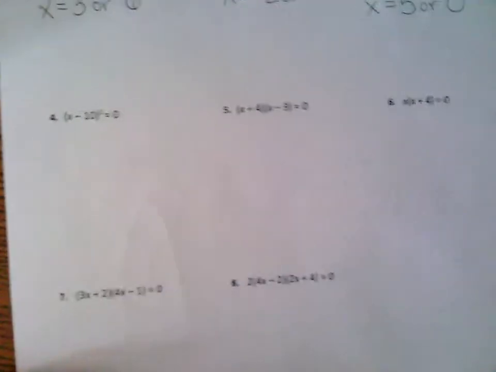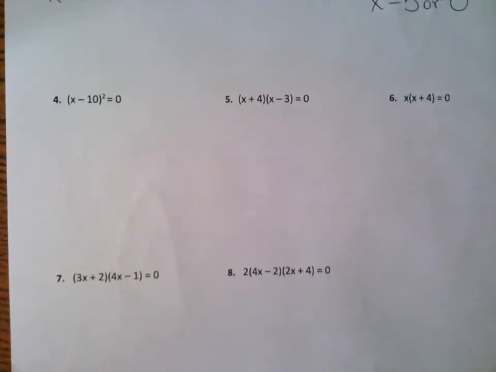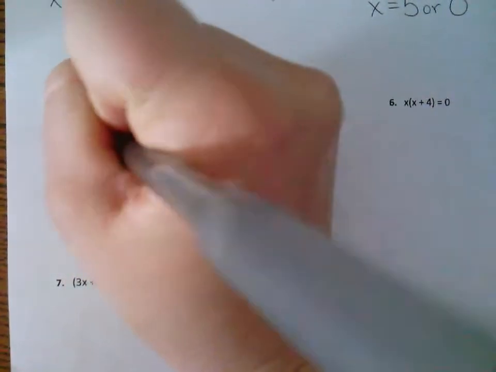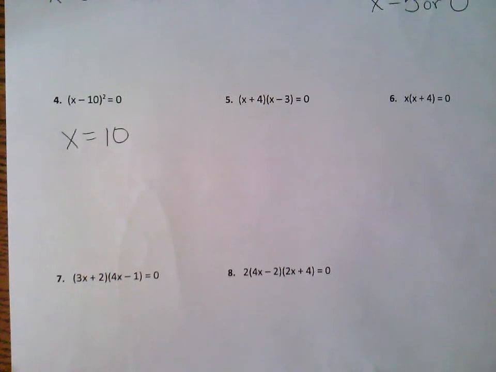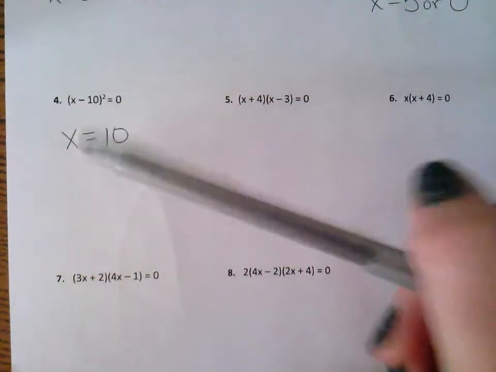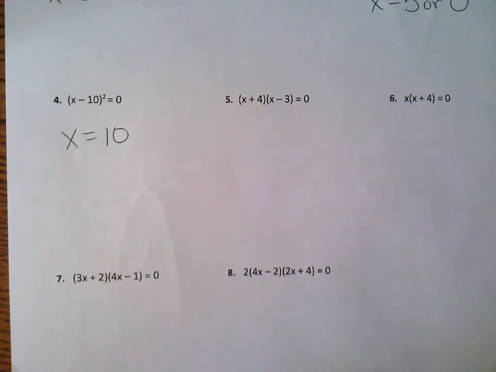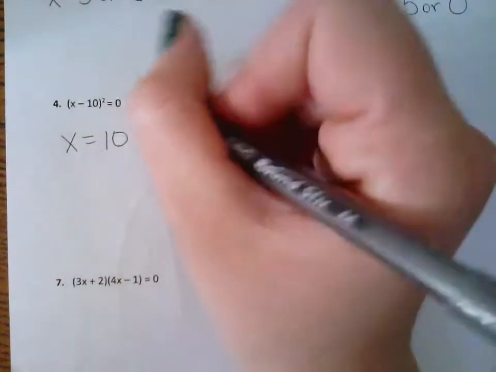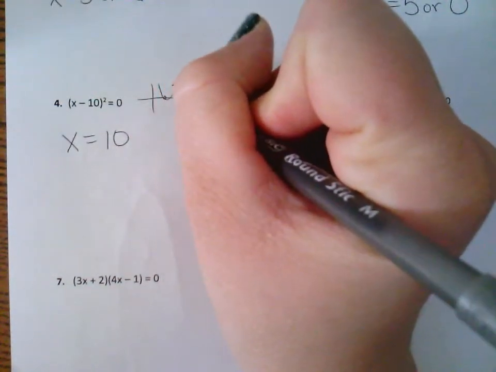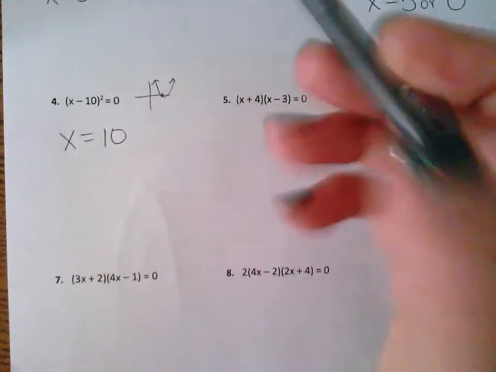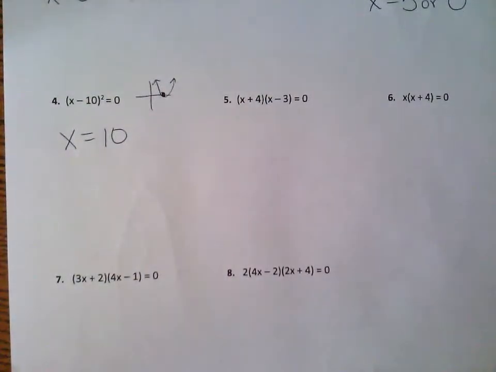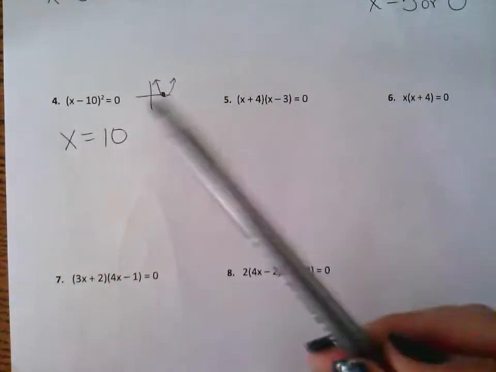On number 4, x minus 10 squared, what's the only solution? 10. Remember last class we talked about some parabolas have one x-intercept, some of them might have no x-intercepts, some of them have two x-intercepts. Sometimes you might only have one solution to a quadratic. This graph, isn't it shifted right 10 and it goes concave up? So it only has one x-intercept at 10. So you can think of graphing as well.